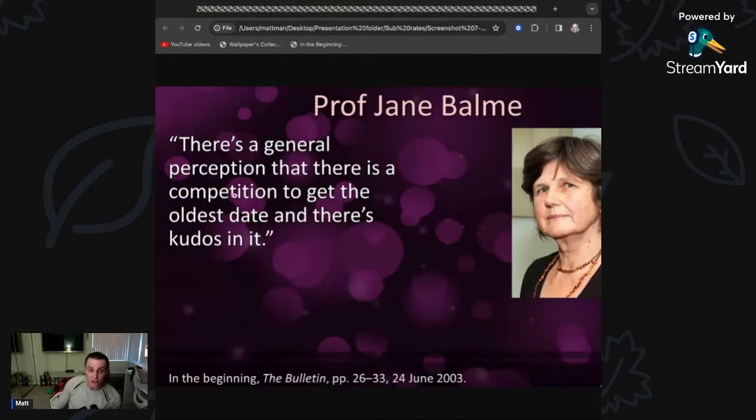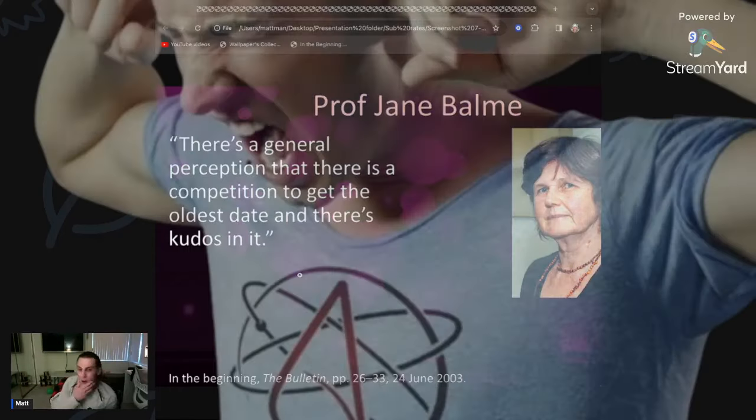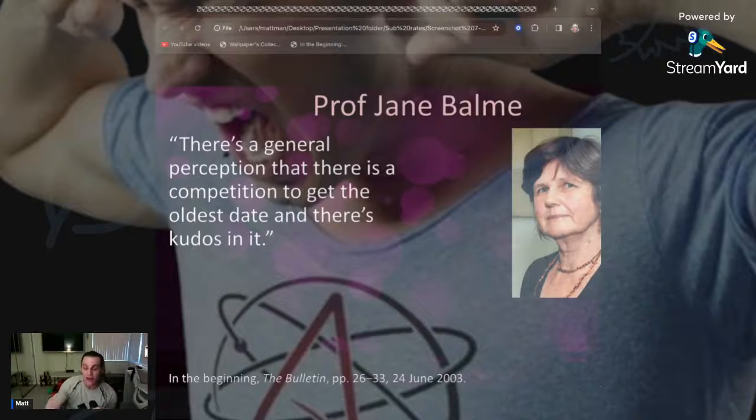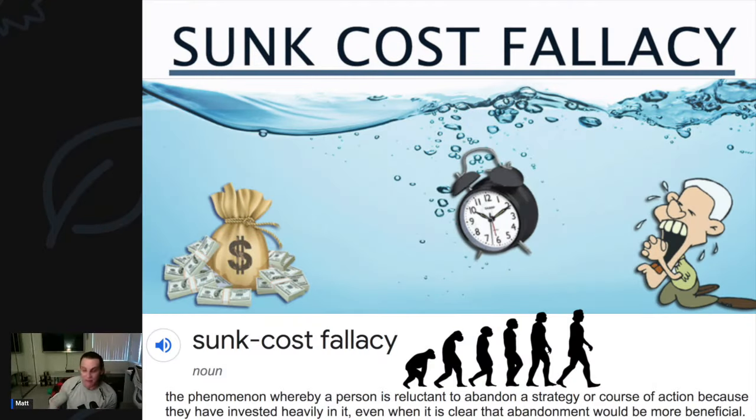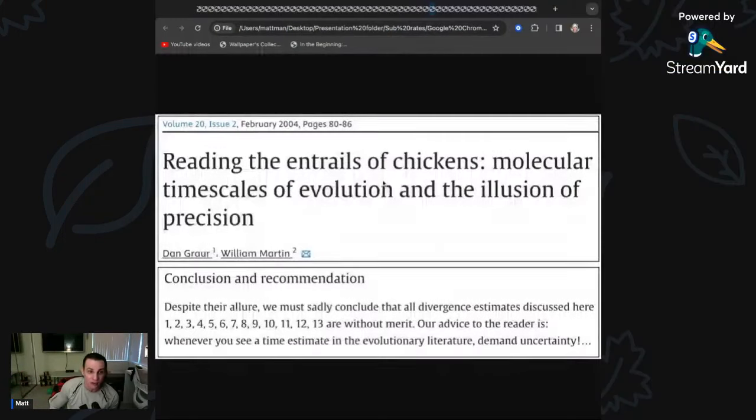Uh-oh. There's a general perception that there is a competition to get the oldest date, and there's kudos in it. Oh, could it be if they can prove evolution, they're actually going to get raises and benefits and more notoriety and be in more magazines? You bet they are. And that's their incentive and that's their drive. It's not about truth. It's not about evidence. It's about proving their fable correct so they can get more grant money and pat each other on the back. That's what's going on here.